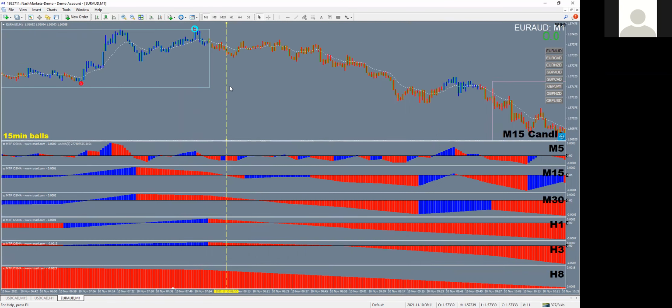This is where they got set. Okay, now if that's your entry, where's your stop loss? Remember, you're taking a higher time frame here. At the top of the ball, how many pips is that? About 8. 8 pips. Okay, so draw your horizontal lines for your entry and your stop loss.